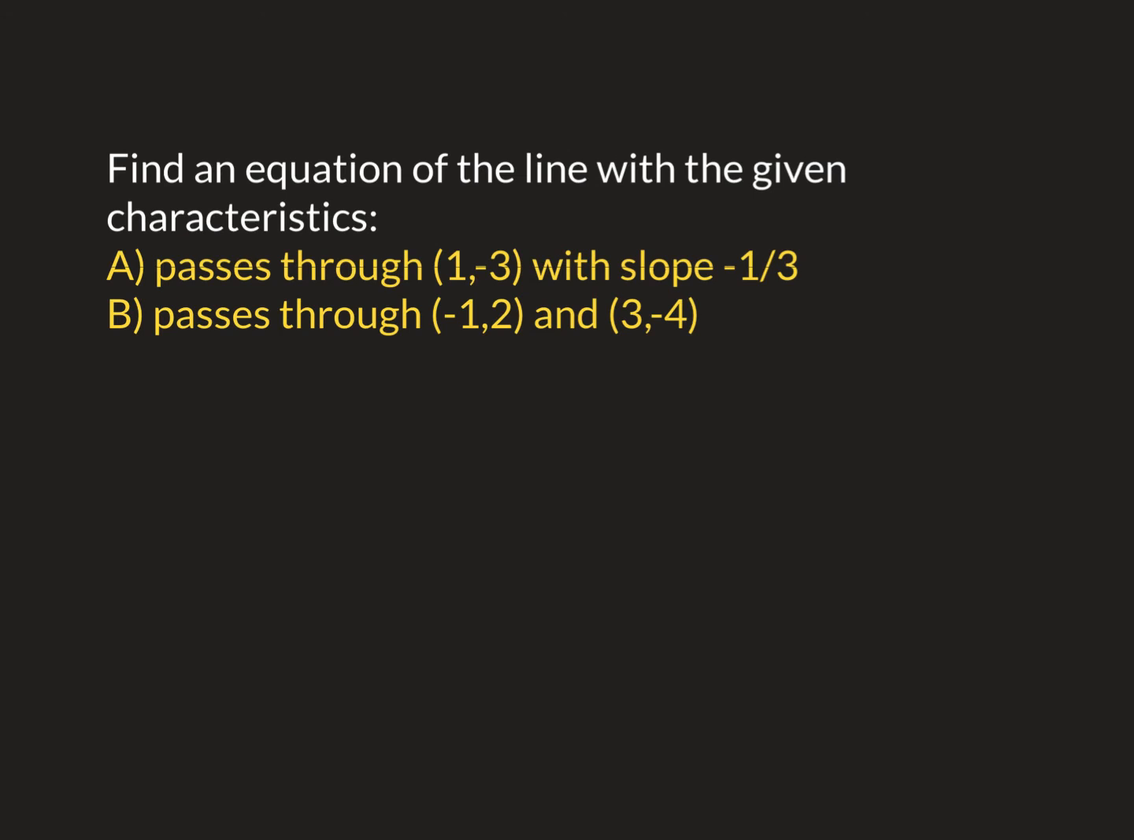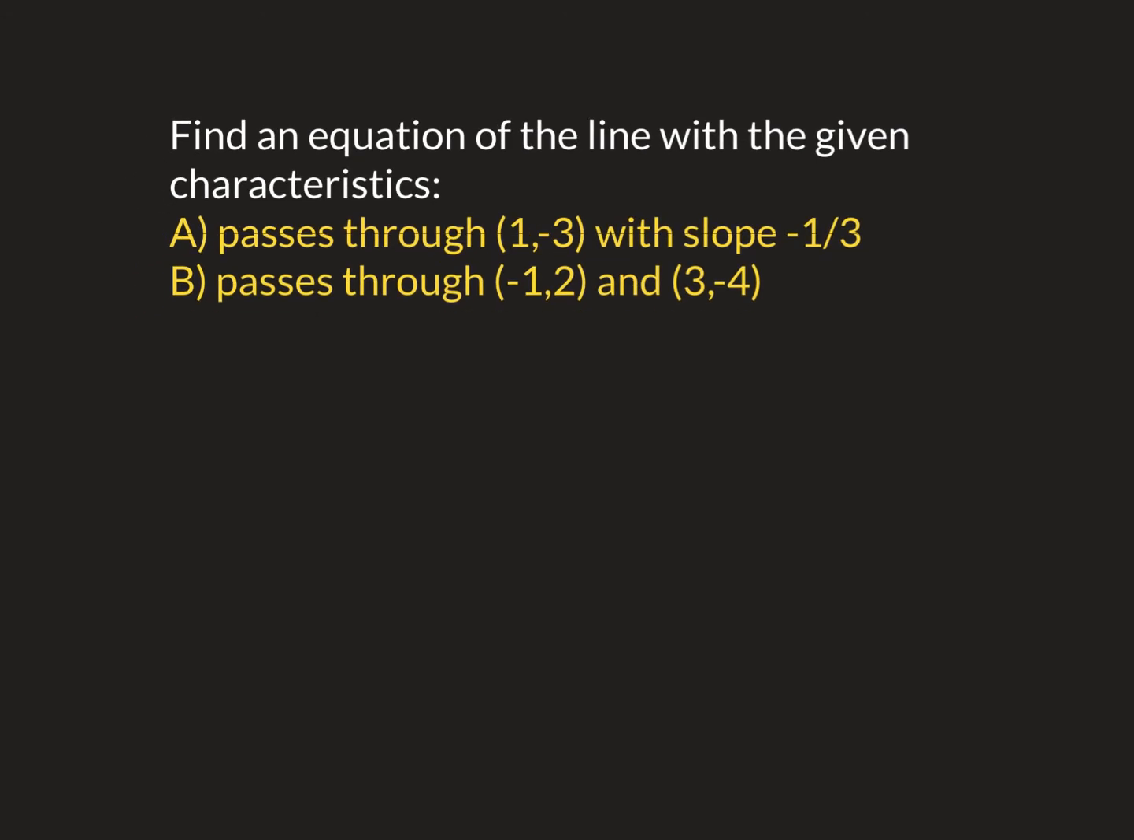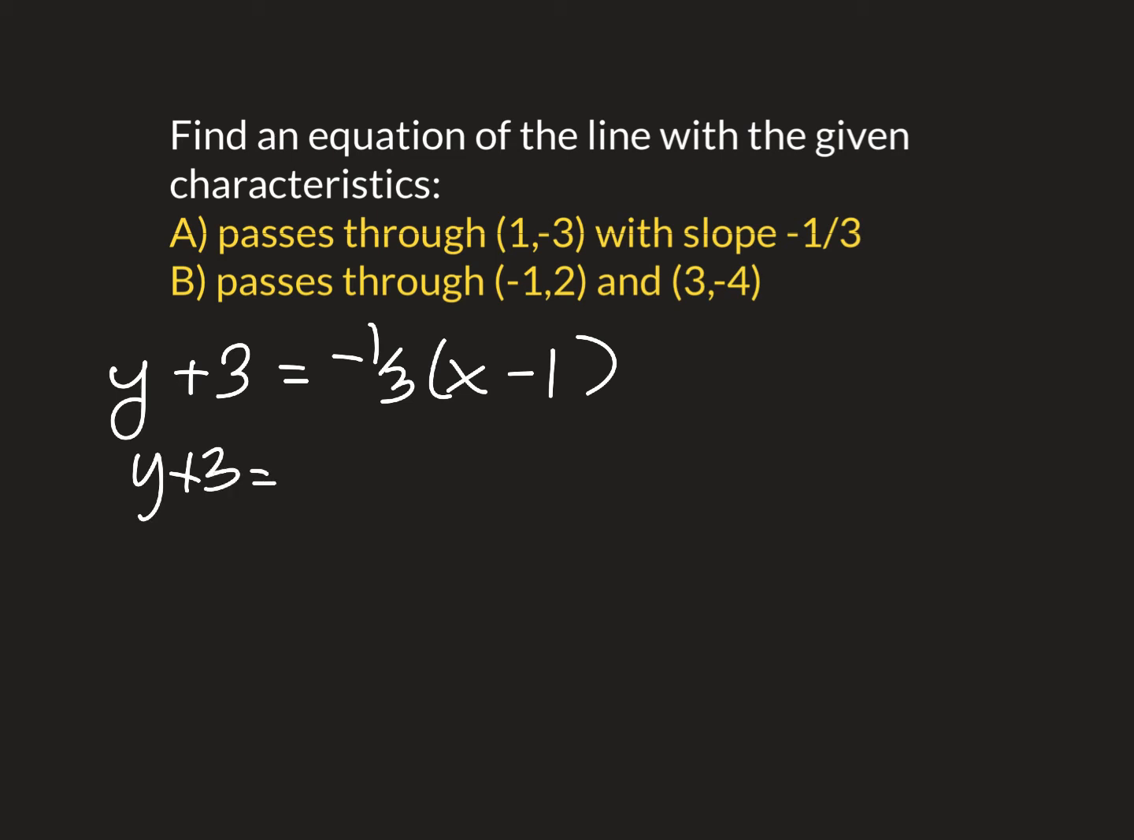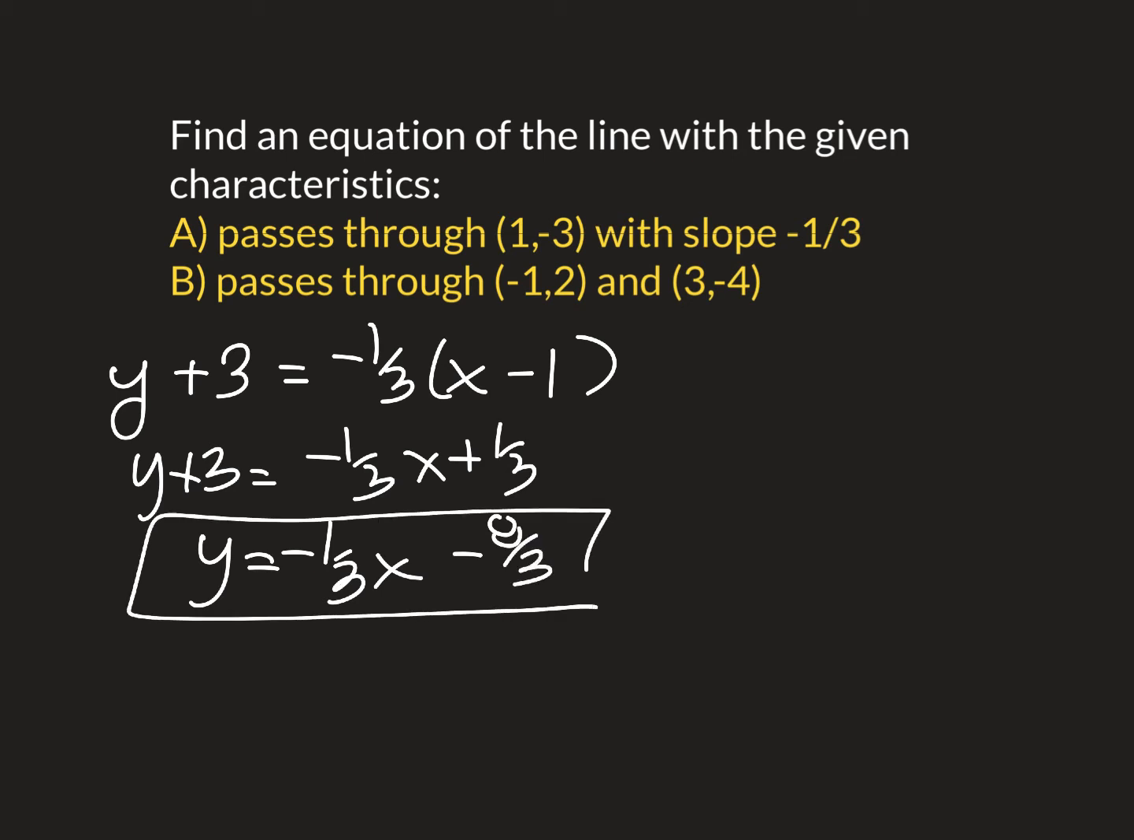Let's try a couple. It says find an equation of the line with the given characteristics. The first one says it passes through negative 3, and has slope negative 1/3. I'm just going to do point slope form. So I'm going to say y minus negative 3, which is really y plus 3, equals the slope times x minus 1. And what they want you to do is finish that up in slope-intercept form. So let's go ahead and multiply through by the negative 1/3. Then I'm going to move the 3 over. 3 is really 9/3, so 1 minus 9/3 is negative 8/3. And there's part A.